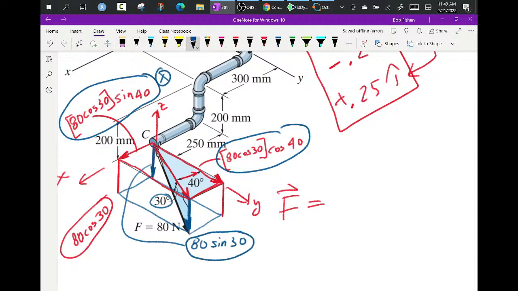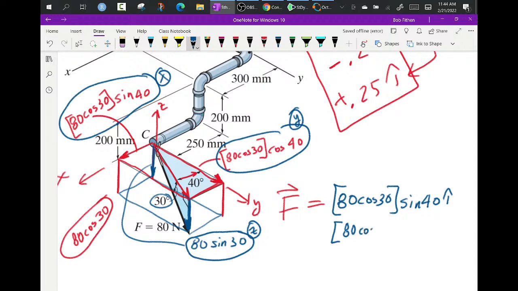So I'll list them. This is the X, this is the Y, and this is the Z. So what I get is 80 cosine 30 times the sine of 40 I, and then I'm just going to write it below it. And then I get 80 cosine 30 cosine of 40 J, and I get a minus. Why minus? Because this vector right here points down.